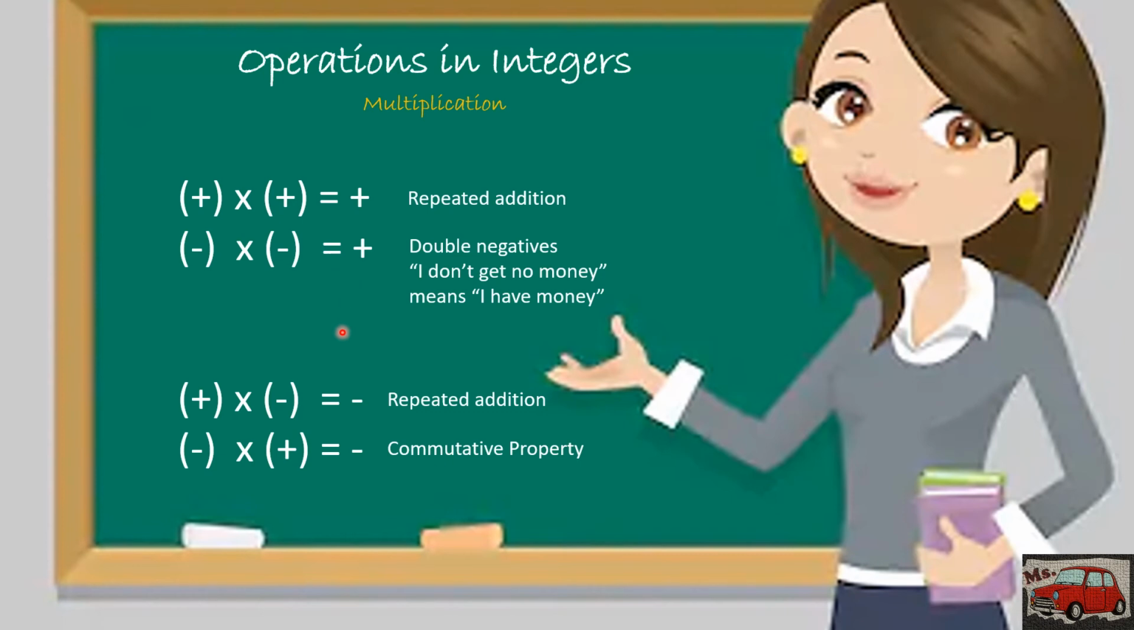Okay? How about positive times negative? Ang sagot dyan is negative. Why? Kasi, again, repeated addition lang si multiplication. So, pag sinabi kong 2 times negative 3, ibig sabihin, i-add ko yung negative 3 ng dalawang beses. So, I have negative 3 plus negative 3. Pag pinag-combine ko, dumami lang yung negative ko. The answer is negative 6, right? Kaya negative yung sagot.